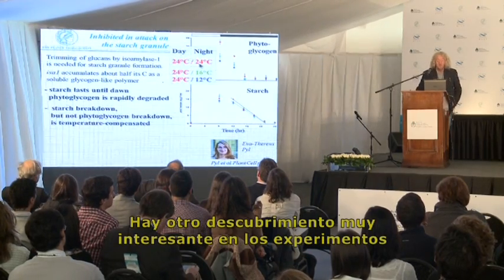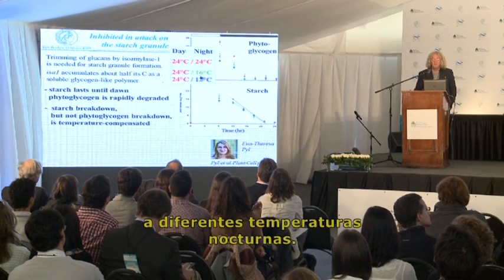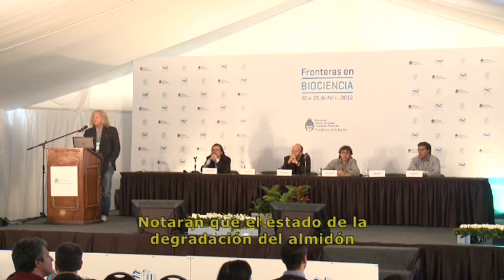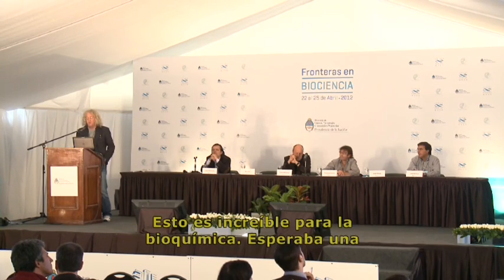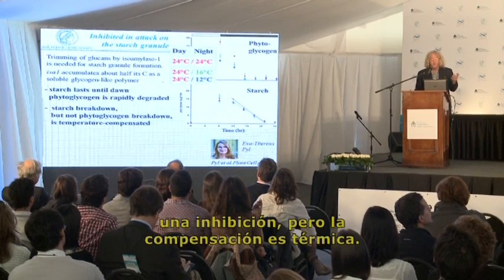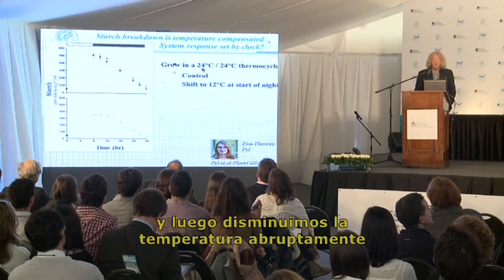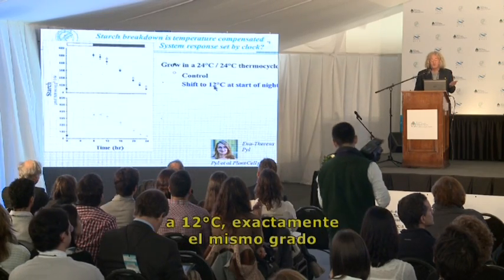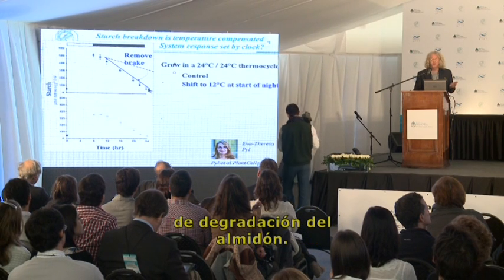Now this experiment has another very interesting finding. These experiments were done with plants growing at different night temperatures. And what you'll notice is the rate of starch breakdown is completely temperature compensated. And that's amazing for a biochemist. I would expect it to be inhibited 2 to 3-fold. It's temperature compensated. Now this is an experiment where we had the plants growing in a 24-hour cycle and then suddenly decreased the temperature to 12 degrees. Exactly the same thing, the same rate of starch breakdown.